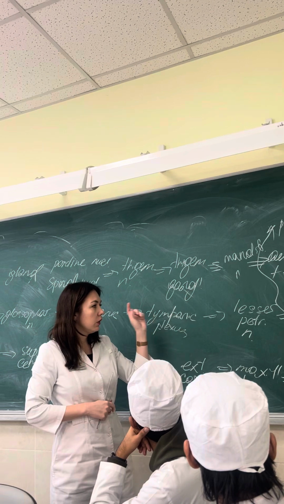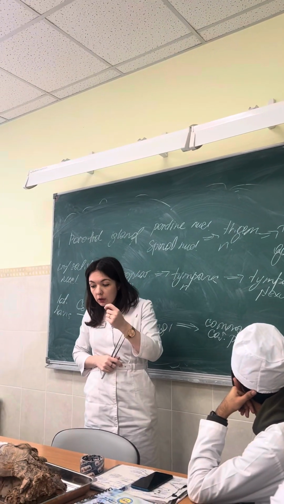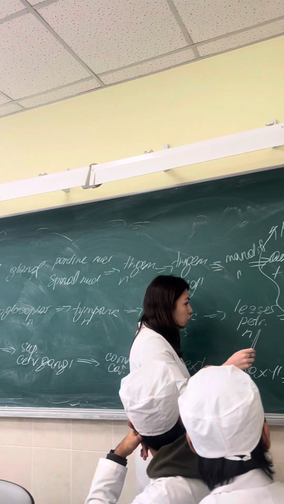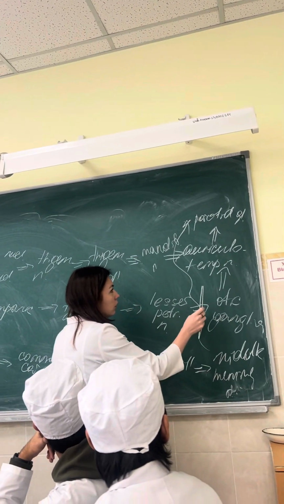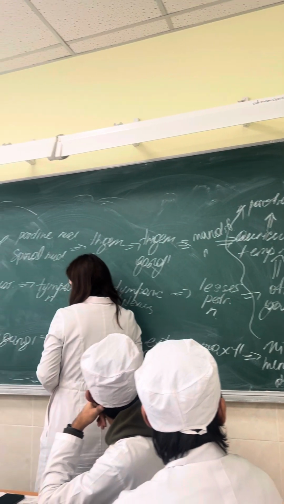I will later say that preganglionic fibers in parasympathetic nervous system are longer than in sympathetic. And postganglionic fibers, they are very short. They just arise from otic ganglion, join auriculotemporal nerve, and come up to the parotid gland.